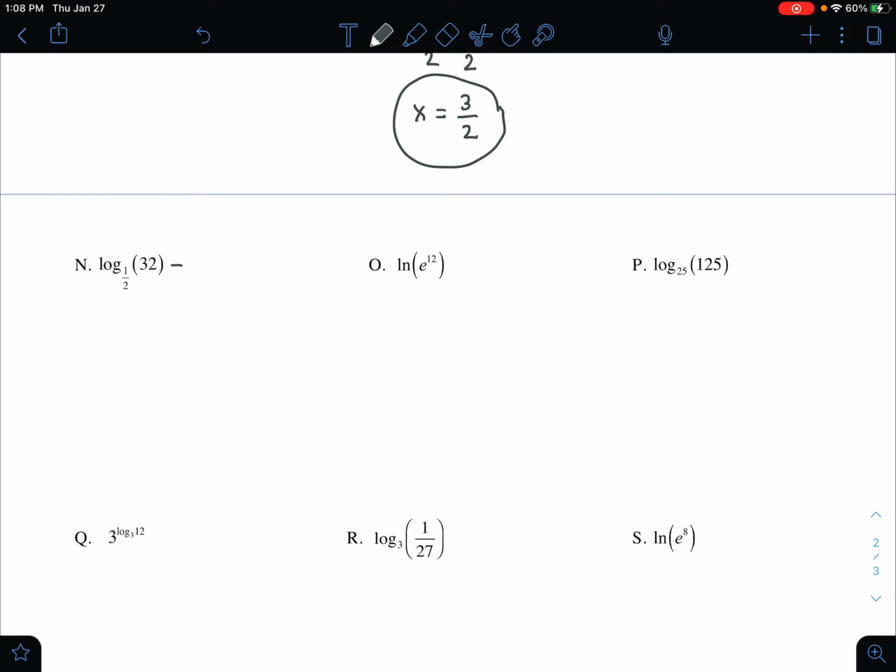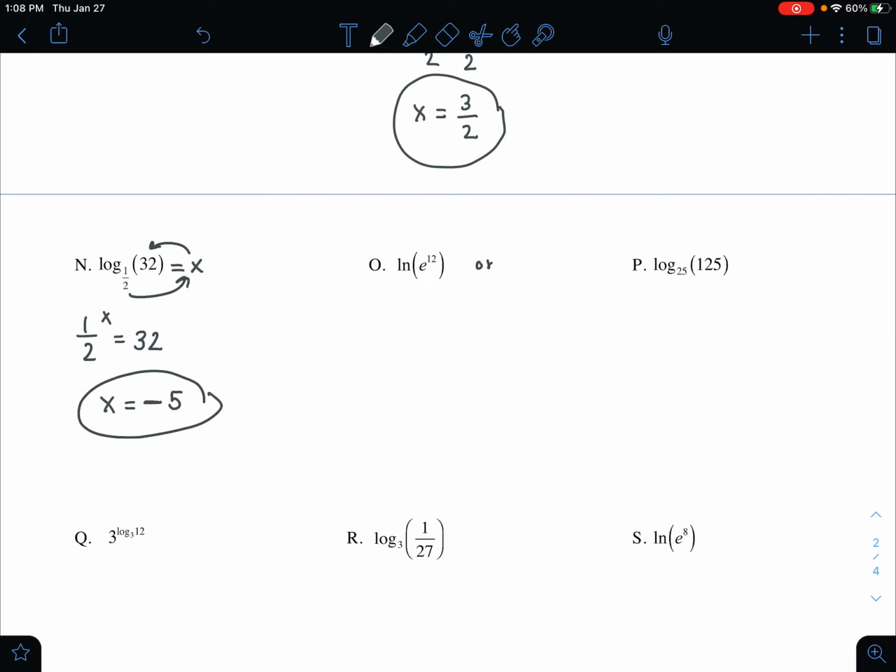on your own. So again, we have log base 1/2 of 32 equals what? So 1/2 to the what power is equal to 32? Well, right away, I know when I go from a fraction to a whole number, I will have a negative exponent. Then I ask myself, 2 to the what power is 32? Which would be 2 to the negative 5th power.